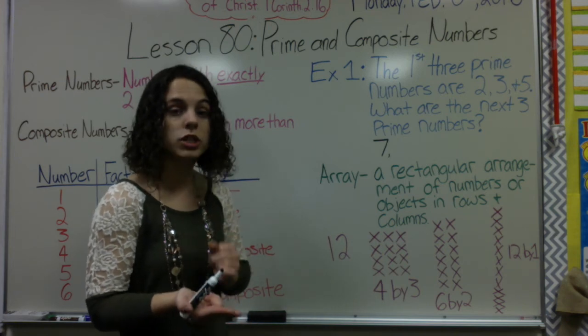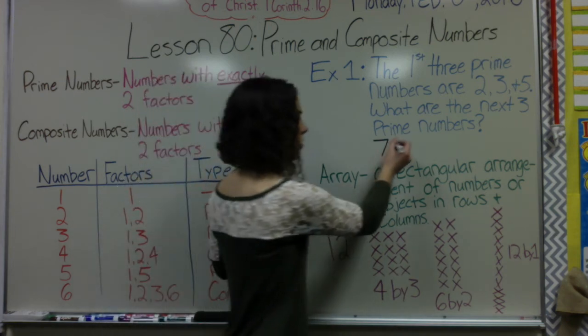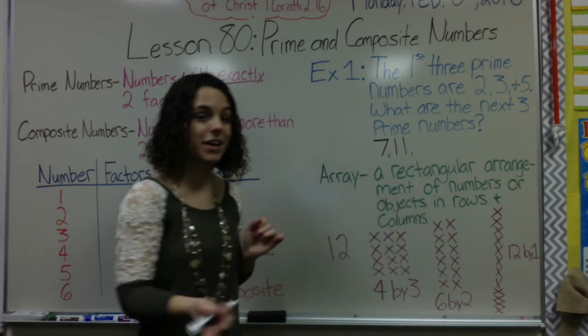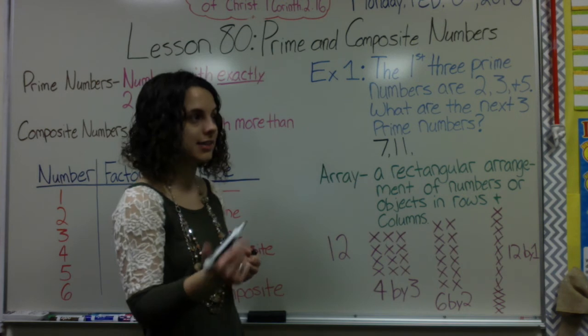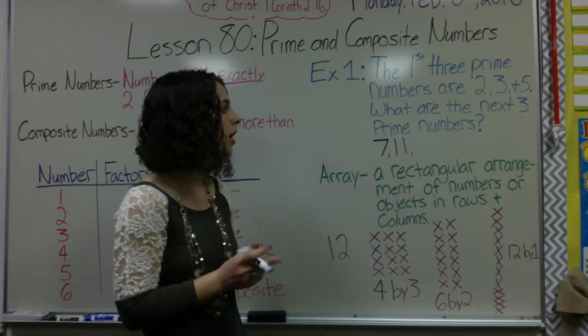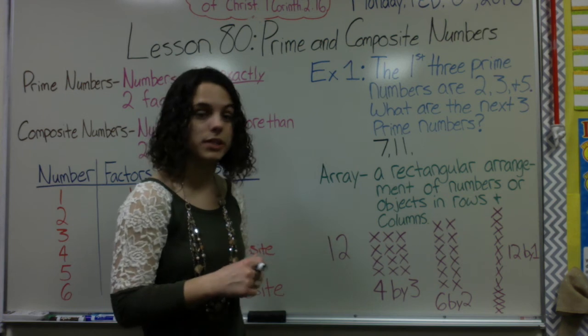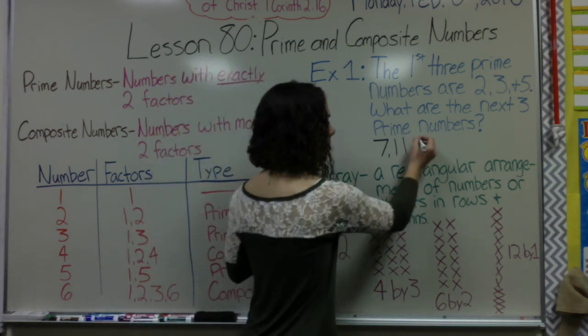11, I can only do 1 times 11. So 11 is my next prime number. After 11 is 12. 12 is definitely not prime. I can do 6 times 2 and 3 times 4. And 13, I can only do 1 times 13. So 13 would be my next prime number.